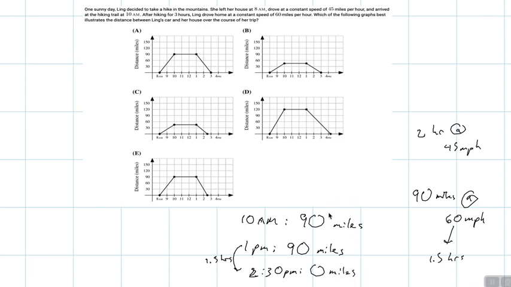So looking at these graphs, the graph that describes this situation is we see at 8 a.m. she leaves her house, drive at 10 a.m. 90 miles away, stays constant at 90 miles, and then returning at 2:30 here. So the answer is choice E.